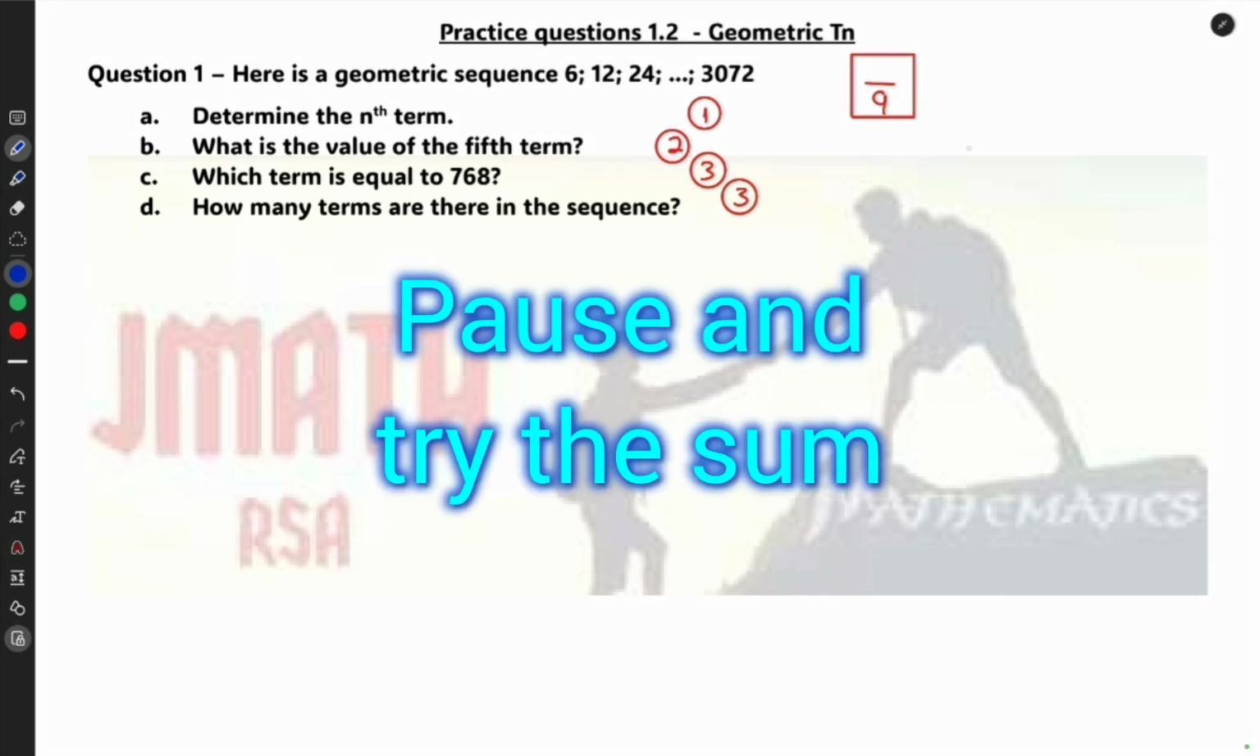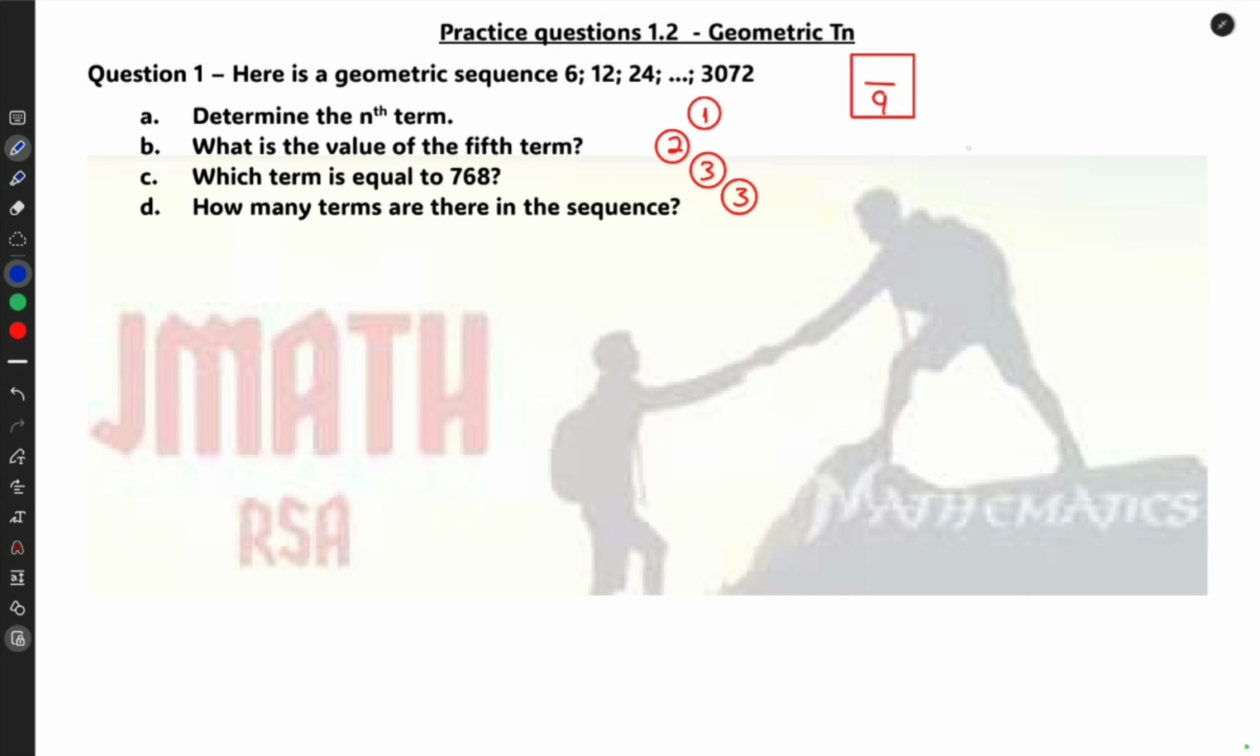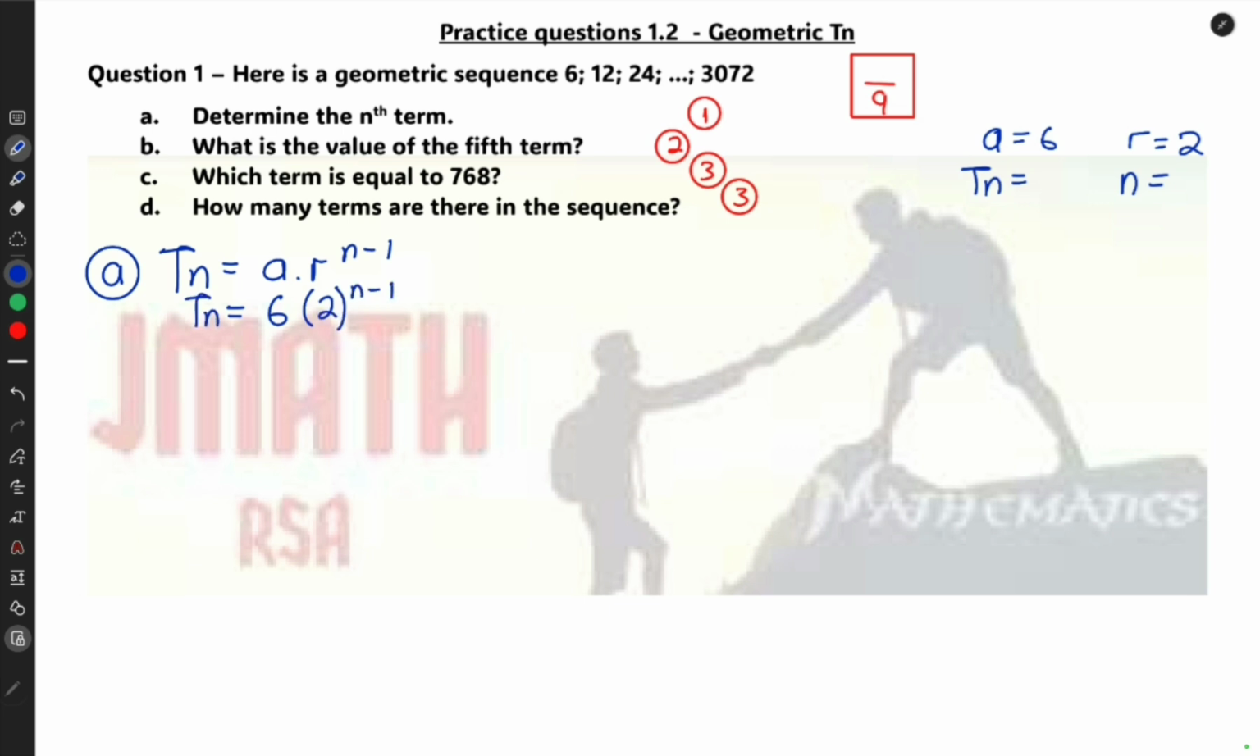Let's look at question 1. Here's a geometric sequence, 6, 12, 24, all the way up to 3072. Determine the nth term. So I know that a is equal to 6, r is equal to 12 divided by 6, which gives me 2. So I'm just going to put my list there, but I'm not going to fill in the bottom two for question A. So question A, I know it's Tn equals a times r to the power n minus 1. So the nth term is just 6 in a bracket 2 to the power n minus 1. Just leave it like that. Never, ever, ever multiply the 6 and the 2 because the exponents are not the same.